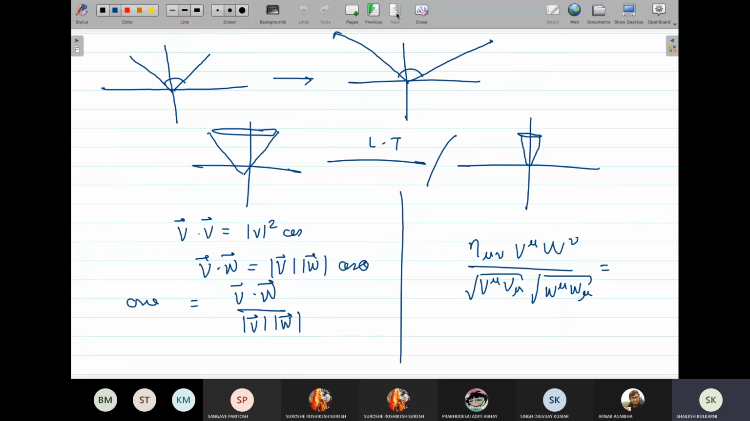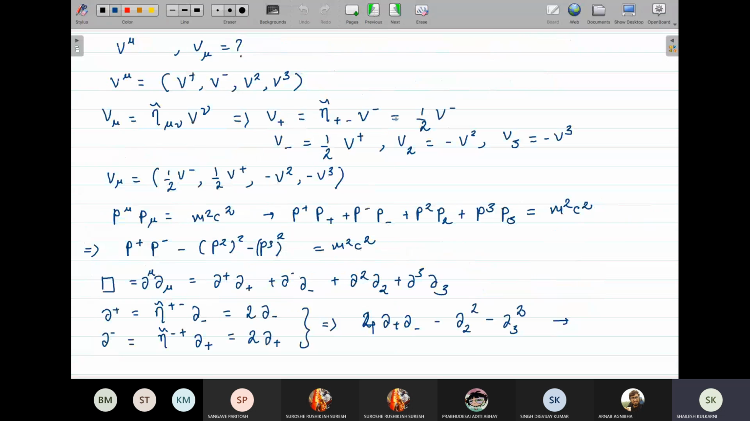Fine. And now you can use this expression to write the Klein-Gordon equation. What is the Klein-Gordon equation? It is 4 times del plus del minus phi minus (del 2 squared plus del 3 squared) acting on phi equals 0, equal to m squared c squared divided by h-bar squared, some constant factor.